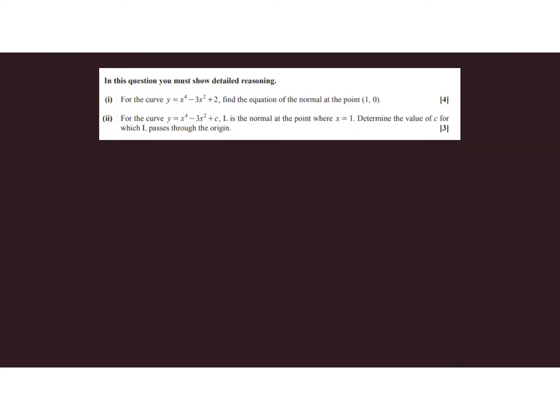So, the first example, we've got to find the equation of the normal to this curve at a particular point. So we have the equation of the curve. We're going to differentiate it to find dy by dx. So 4x cubed minus 6x. And we're going to input the x value of 1 to find out the gradient of the tangent at this point.